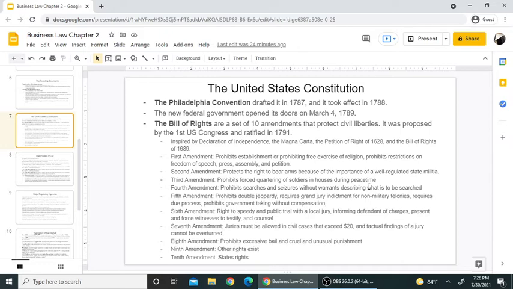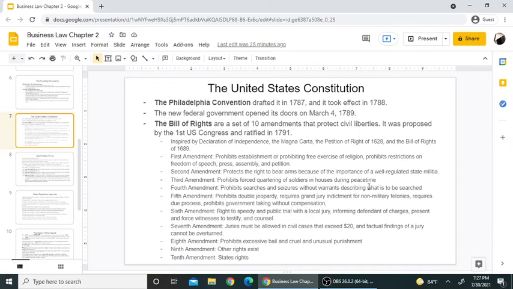The Fifth Amendment prohibits double jeopardy, requires grand jury indictment for non-military felonies, and also requires due process and prohibits government takings without compensation. The Sixth Amendment requires the right to a public and speedy trial with a local jury, requires the government to inform the defendant of charges, present, and even force witnesses to testify. It also requires the government to provide counsel for defendants.